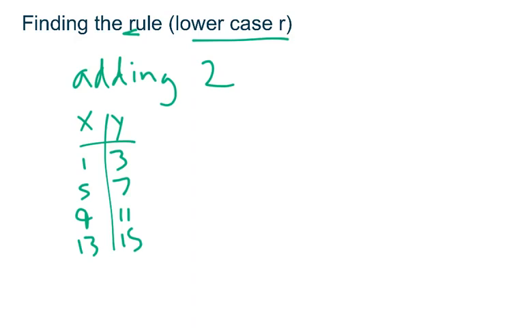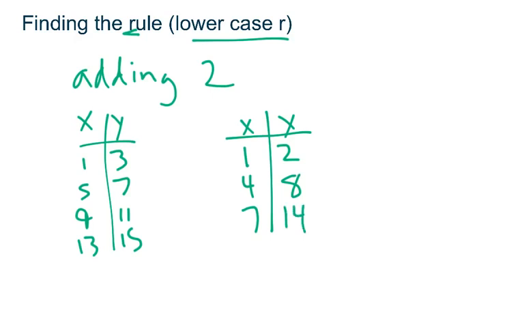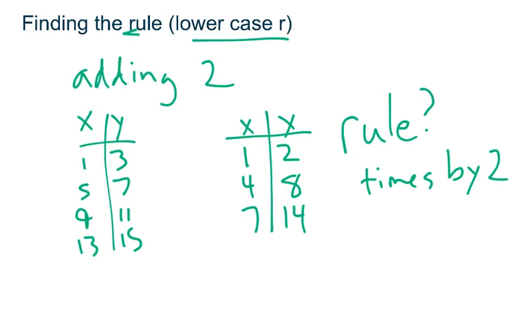The same thing could be, or they could say find the rule, and what you can get is maybe you get a table. So X, Y, and you have 1, 4, 7, and what we see is 2, 8, 14. And the question is, again, what is the rule? Well, here, the rule looks like we are just timesing by 2. So that's functions in a nutshell.